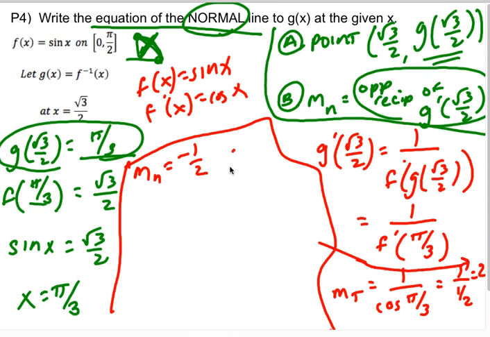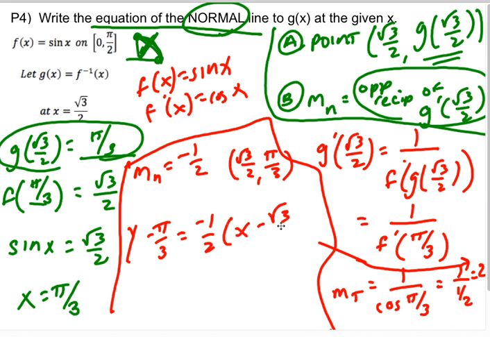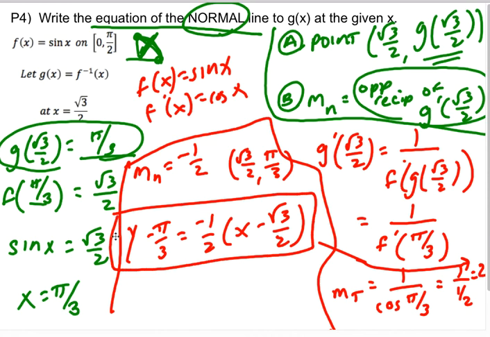And I have the point root 3 over 2 comma pi over 3. So my answer is going to be y minus the y value equals my m, times x minus the x value. And that's it. And if you want to add the pi over 3 over to the other side so that you've solved for y, you absolutely can. And that is our Unit 3, Section 3.